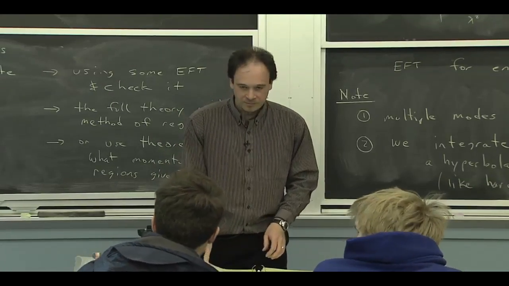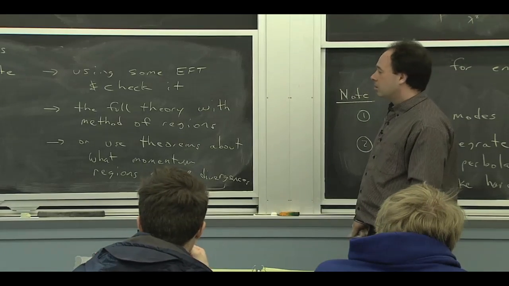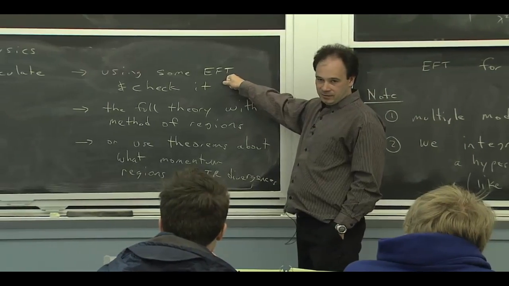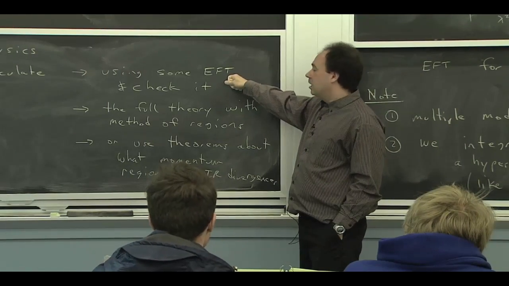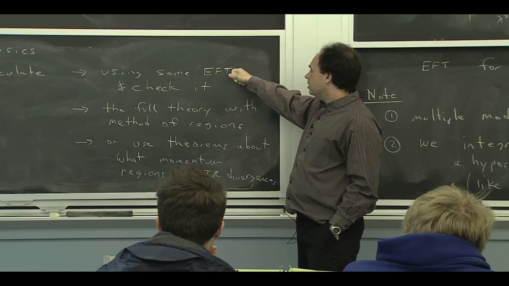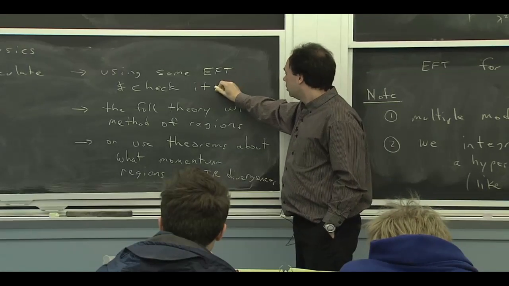Is the second point here, the method of regions, like check the full theory, is that any different than the check of the first point? Yeah, because here what I'm saying is hypothesize some effective field theory, but check it against the full theory. And so the direction here is that you write down something and you do calculations in two theories and you make sure they agree.